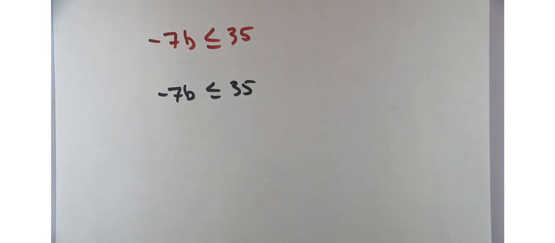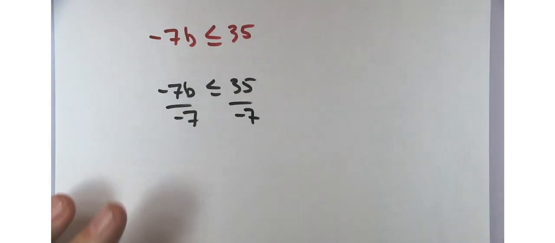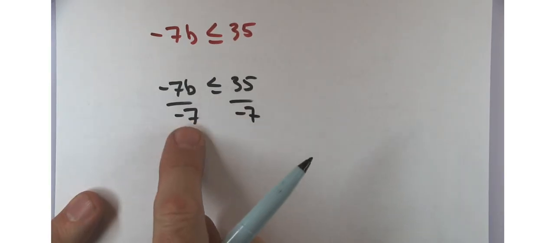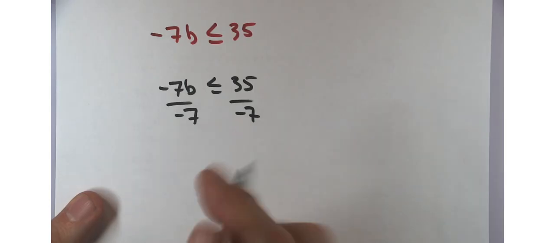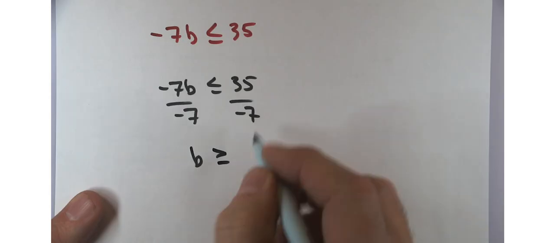Divide by negative 7. All right, so we'll divide by negative 7. The reason I like this one is because at this step you've got to remember something important. What is it? Yeah, the direction of the inequality changes when you divide or multiply both sides by a negative. That changes the direction of the inequality, so it's going to be b is greater than or equal to negative 5.